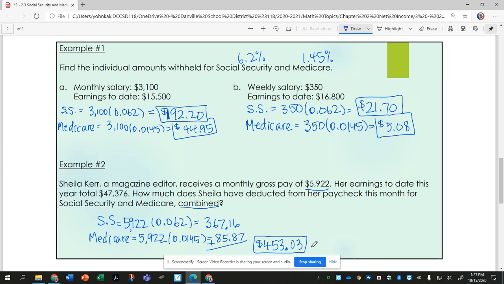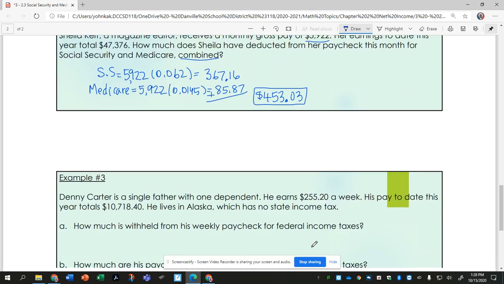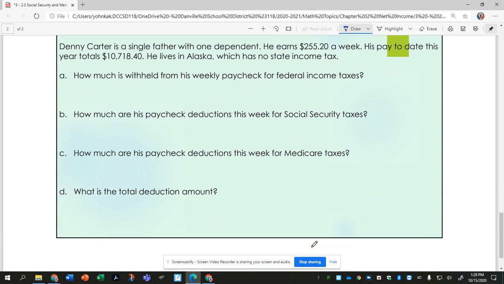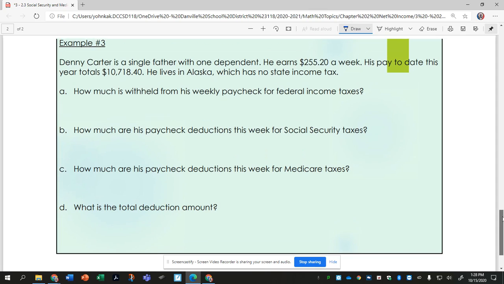So remember, the Social Security money is going for retirement. So when you're done working and you've retired, you can still collect a monthly paycheck. And Medicare is going to give you health benefits when you hit 65. Okay, let's go to example number 3.